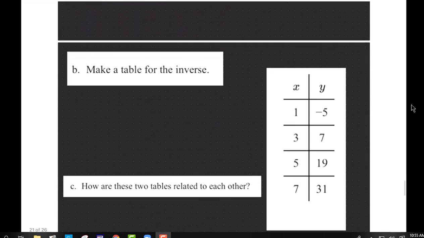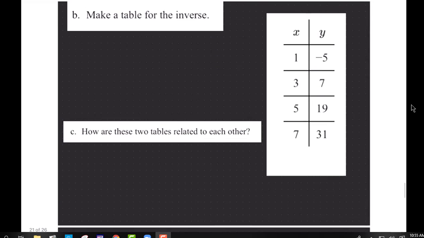When it comes to coming up with those inverses, we could look at our table. Why don't you just flip the x and y in the table? Yeah, you can. When it comes to the inverse, you can just flip it in the table. So to make a table of the inverses, we're going to flip our x's and y's. We get negative 5, 7, 19, and 31, and 1, 3, 5, and 7. How are they related to each other? They are flipped. You guys got it.